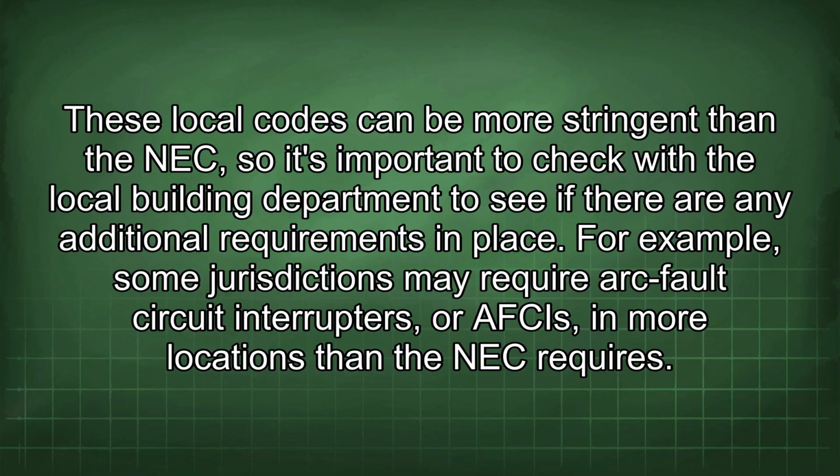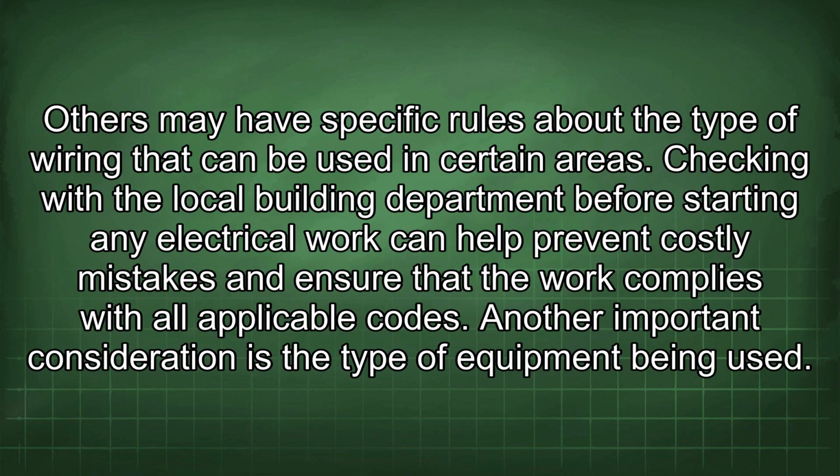For example, some jurisdictions may require arc fault circuit interrupters, or AFCIs, in more locations than the NEC requires. Others may have specific rules about the type of wiring that can be used in certain areas. Checking with the local building department before starting any electrical work can help prevent costly mistakes and ensure that the work complies with all applicable codes.